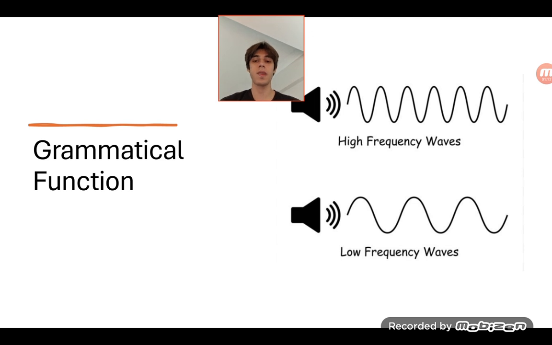Grammatical function. So we can provide grammatical information by varying our pitch, like our voice. This use of pitch is known as intonation. For example, when we lower our pitch, like at the end of a sentence, we actually make a statement like 2 plus 2 equals 4.